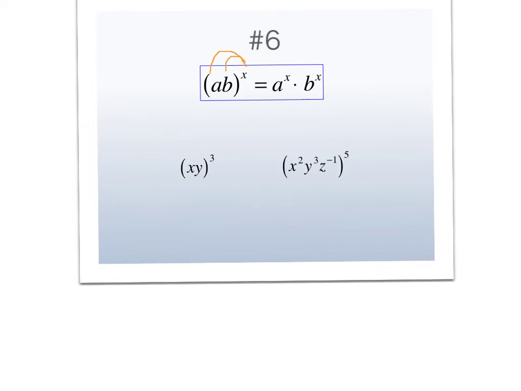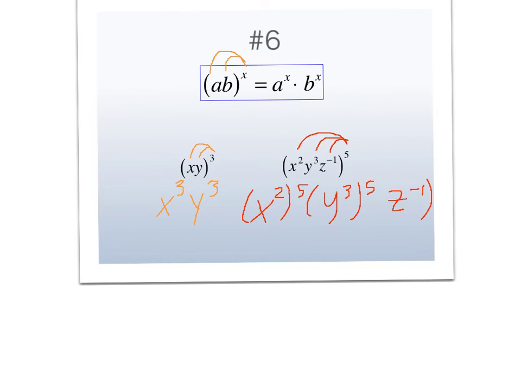So this first example, we can do the same thing. We can do x to the third and y to the third. We're applying the 3 to both of those. So you could rewrite that as x cubed, y cubed. We can do the same thing on this right side with the 5. The 5 is going to need to be applied to the x, the y, and the z. So we have x squared to the 5th times y cubed to the 5th times z to the negative 1 to the 5th.